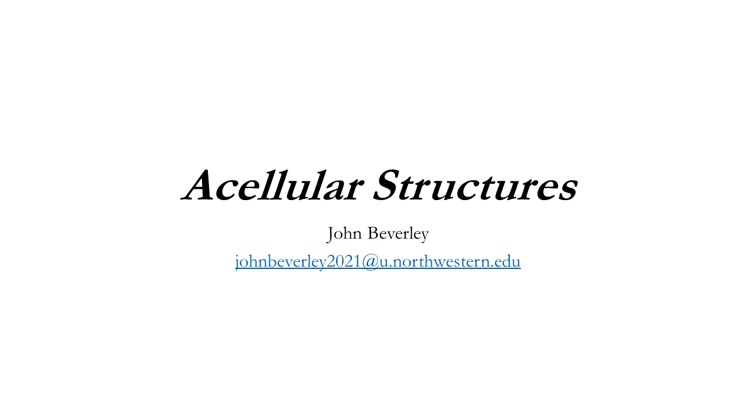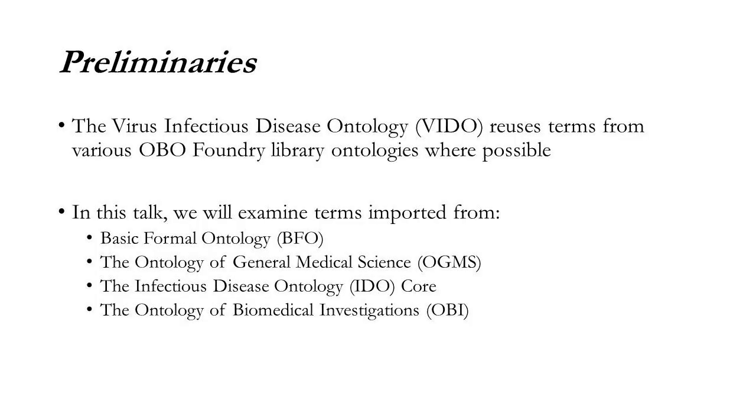Hello. Today we're going to be talking about acellular structures, another component of the virus infectious disease ontology. Now, some preliminaries are in order. The virus infectious disease ontology reuses terms from various OBO Foundry library ontologies where it can. In this talk, we're going to examine terms imported from the basic formal ontologies. This is top-level architecture any OBO Foundry ontology is going to be using.